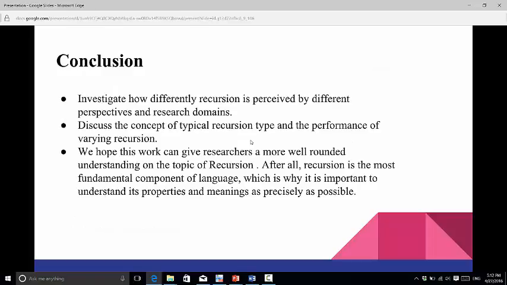So in this paper, we investigated how differently recursion is perceived by different perspectives and research domains. We discussed the concept of typical recursion types and the performance of varying recursion.